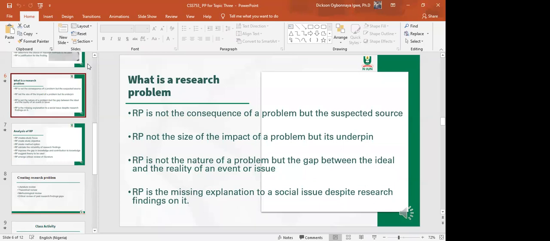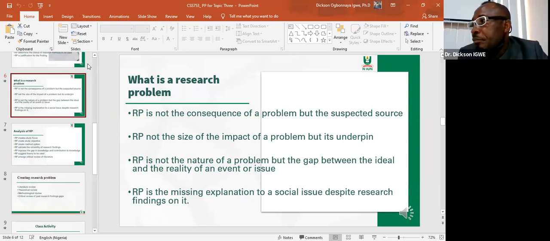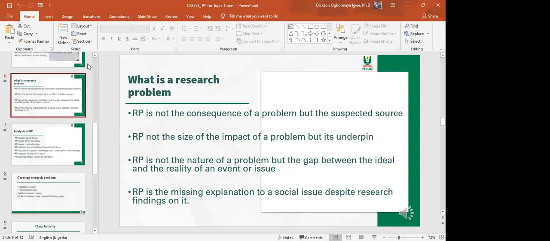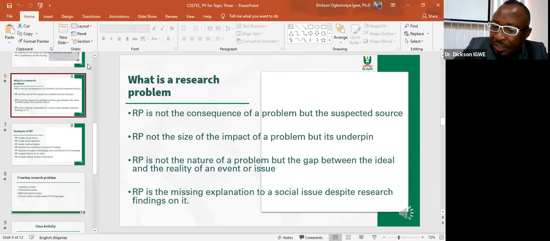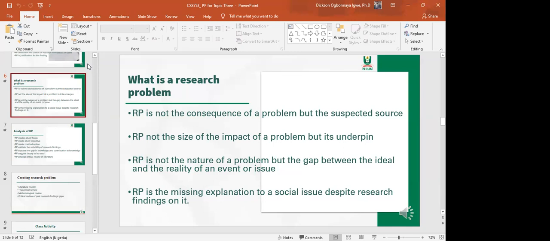Now, in essence, we could say that since the essence of literature review is to look into previous research, or the already done researches, and look at those lapses. After you've looked into it and you've been able to pinpoint those lapses, you cash in on those lapses. You hold on to those lapses.